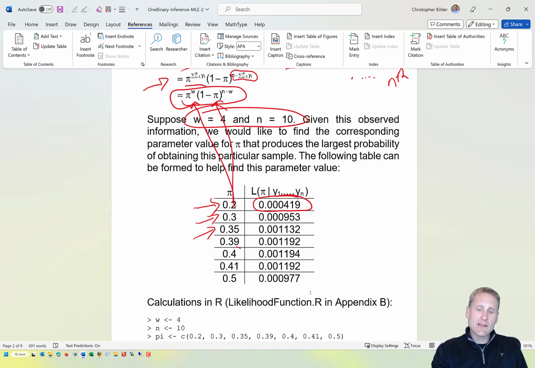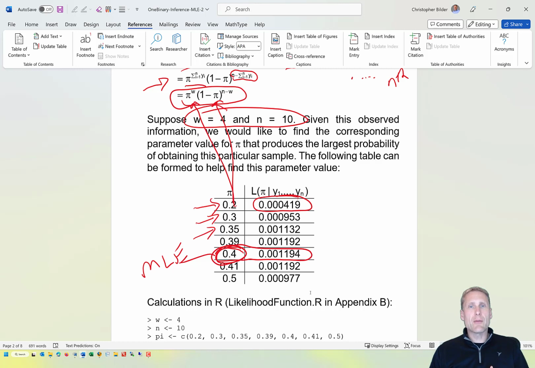And what you'll see is, if you keep on doing this, the largest possible value that the likelihood function ends up being is 0.00194. And so what that means is that my maximum likelihood estimate, how about I just abbreviate with MLE, is 0.4. That is the most plausible value for pi given this observed data. Okay, so that's the mathematical way to think about this then.